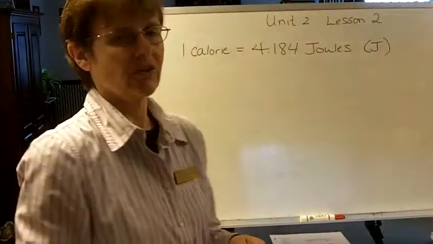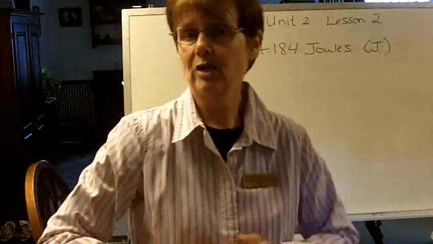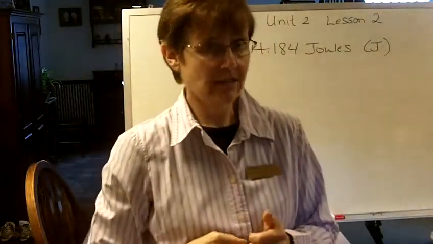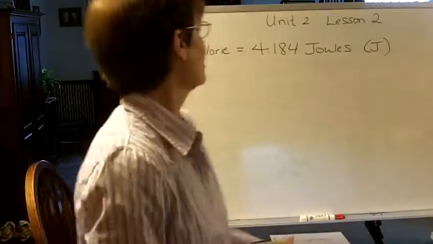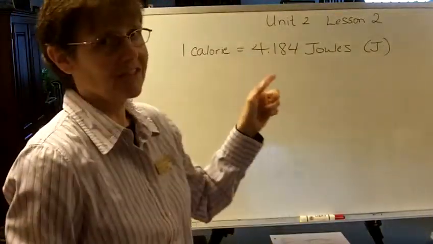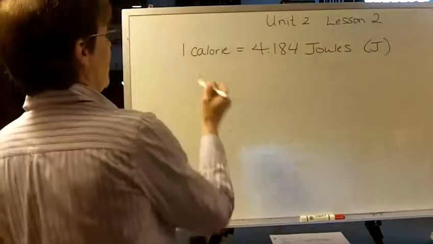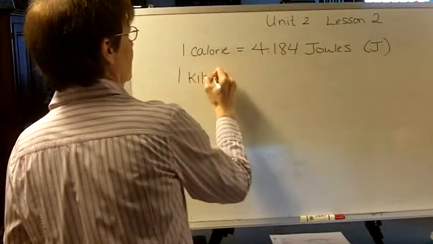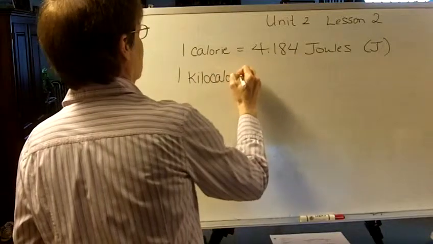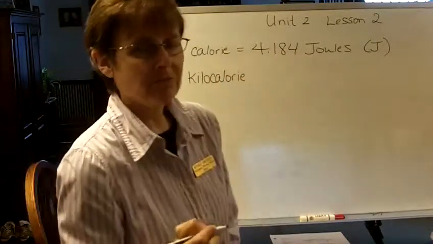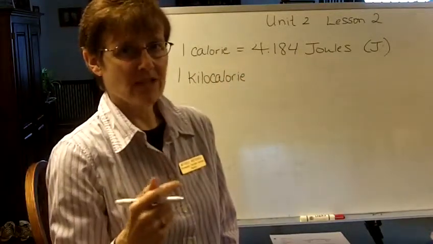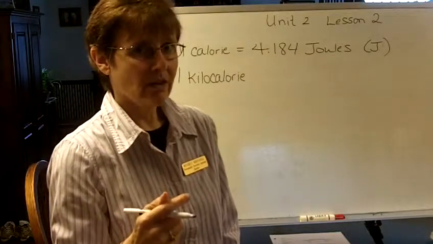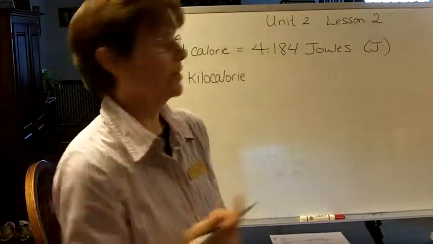And joules is very often abbreviated with a J, sometimes a capital J, sometimes a small j. It doesn't matter, they're both the same. Calories, however, can get a little tricky because 1 kilocalorie, do you remember kilo? So a kilocalorie is 1,000 calories. 1 kilocalorie is a food calorie.